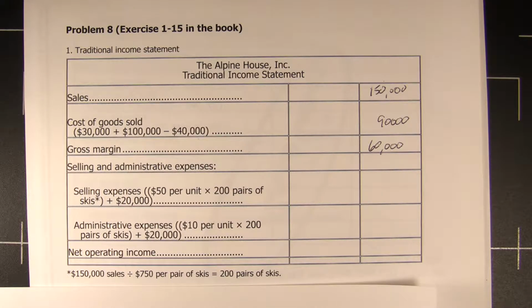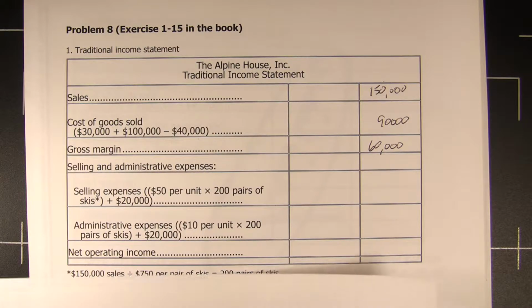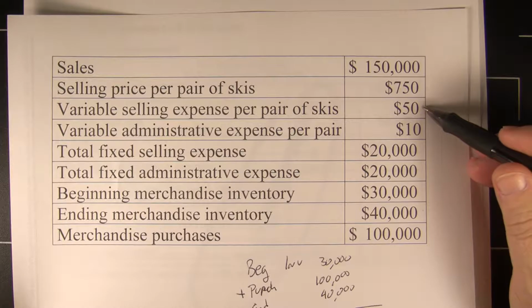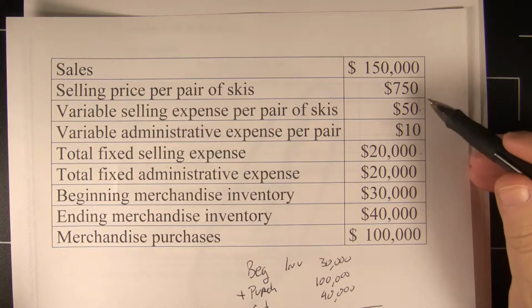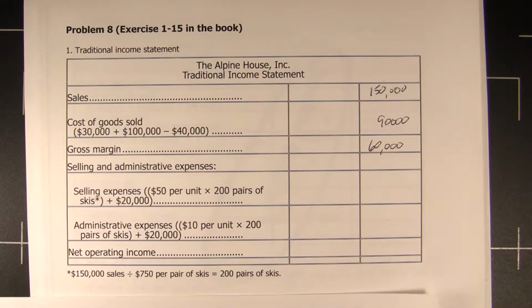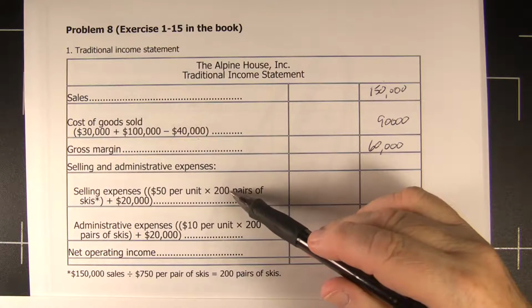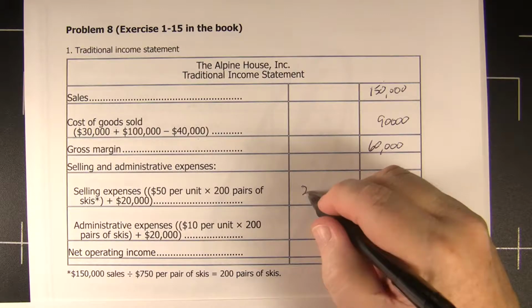Now we have some selling and administrative expenses. And we have $50 per unit, 200 pairs. That's our variable cost. Okay, variable selling cost per unit, $50, and our fixed of $20,000. So we have 50 times the 200 pairs plus the 20,000. So that's 50 times 200 is 10,000 plus 20 is 30,000. So that's our selling expense.